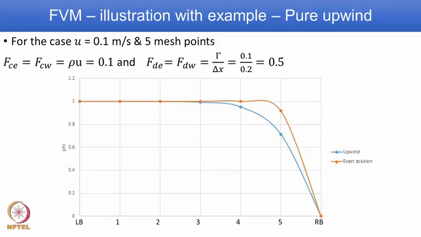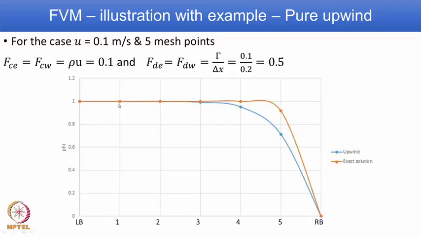Let us look at the performance of the upwind scheme. We are not going into the details of how each coefficient is calculated, because for this problem, with the velocity of 0.1 meters per second, 5 nodes, and the density and diffusion coefficient values, it is very easy to calculate those coefficient values. You can again get them from the generic expression, get the matrix and solve, and then you get the solution by this pure upwind scheme.